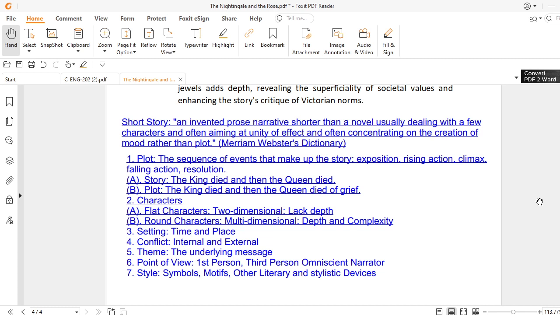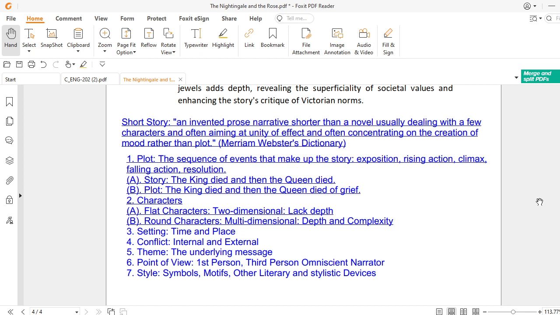Why is this a plot? In the first example, the king died and then the queen died, this is just a sequence. But in the second, the king died and then the queen died of grief, you see that the dying of the queen actually stemmed from the king's death. So this means that there is a relationship of cause and effect between the first thing and the second thing. So this is a plot.